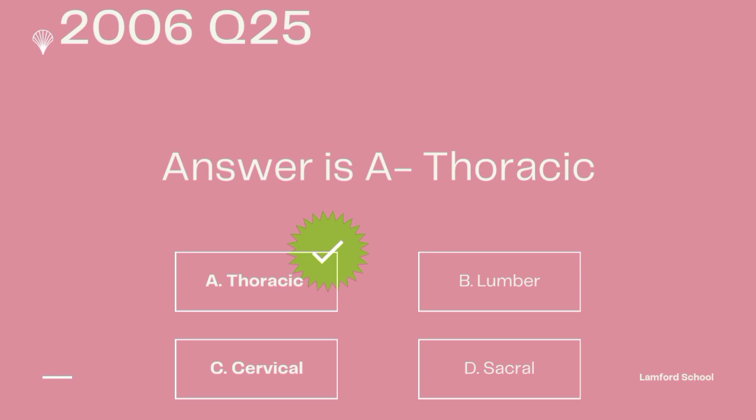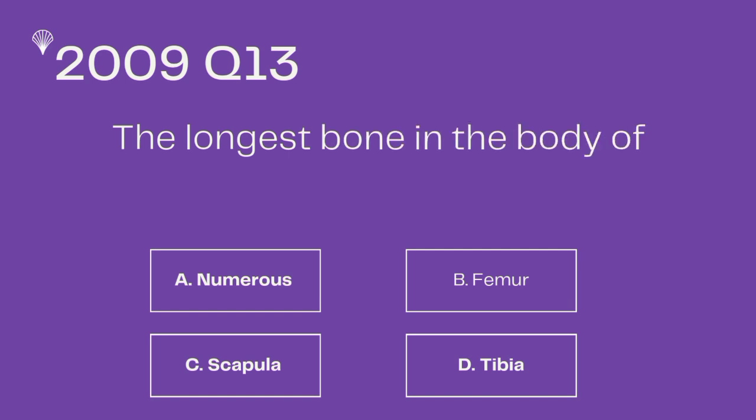The next two questions are question 13 and 14 from 2009. Question 13. The longest bone in the body is A. Humerus, B. Femur, C. Scapula, D. Tibia. Which of these bones do you think is the longest in the body?